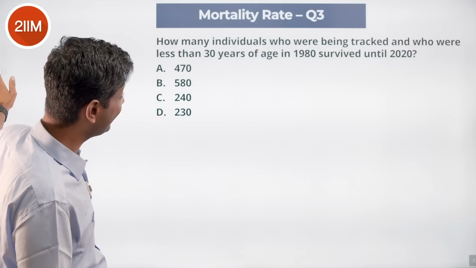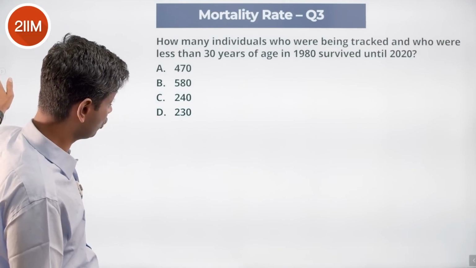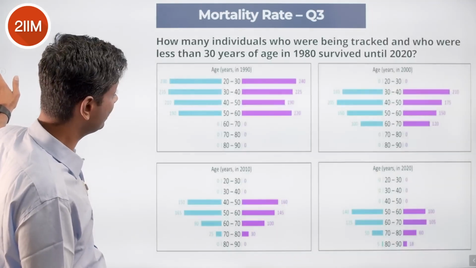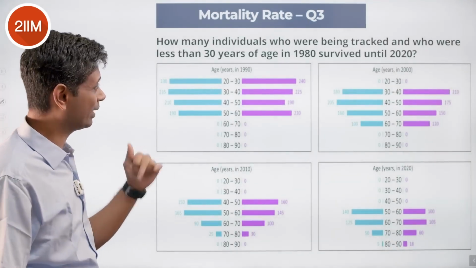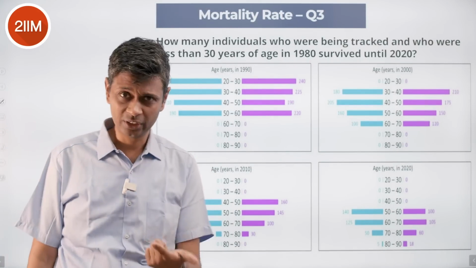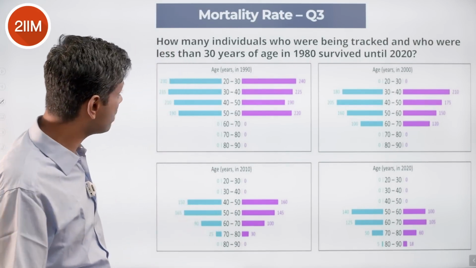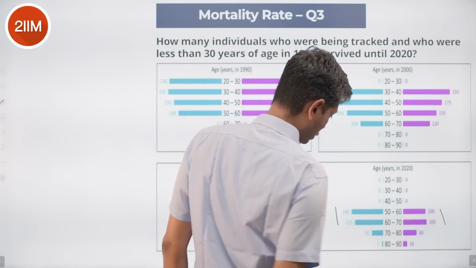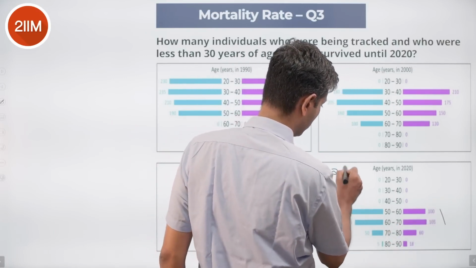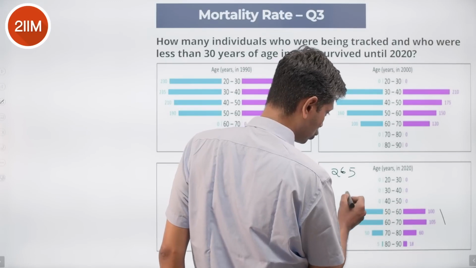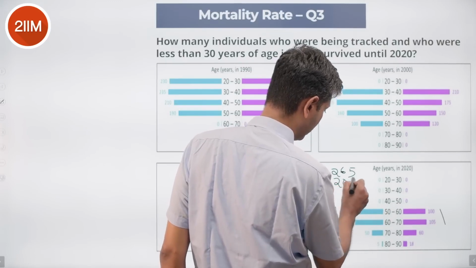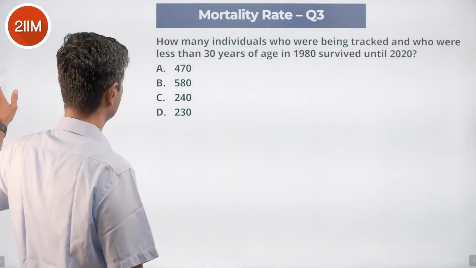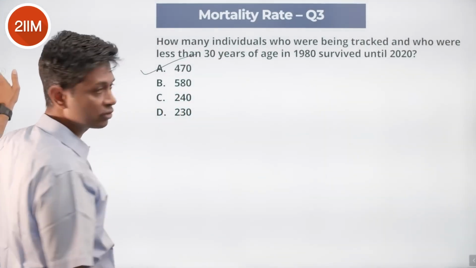How many individuals being tracked and who were less than 30 years of age in 1980 survived until 2020? That is the first two buckets, less than 30, 10 to 20, 20 to 30. The first two buckets in 2020, just these two, which is 140 plus 125, 265, 100 plus 105, 205, add these two, 470. 470 should have survived, which is this.